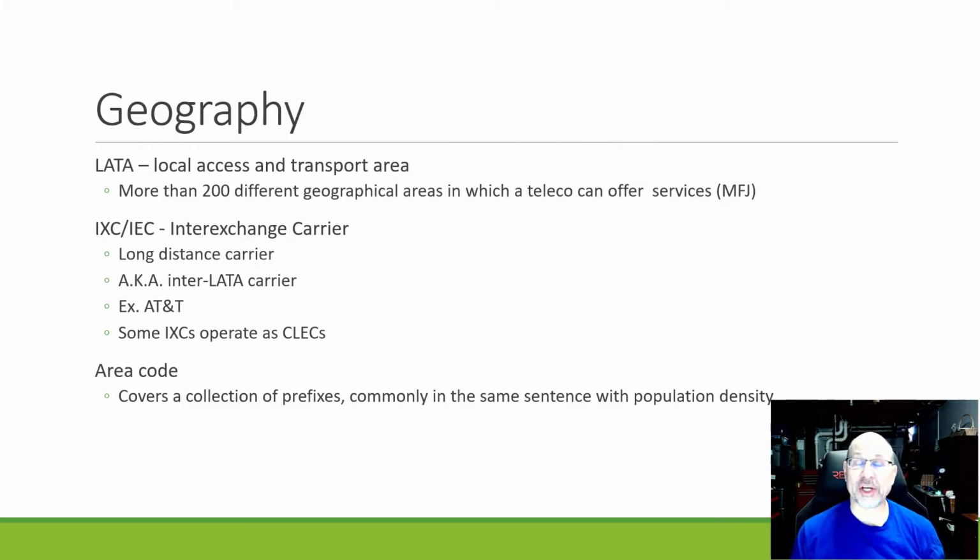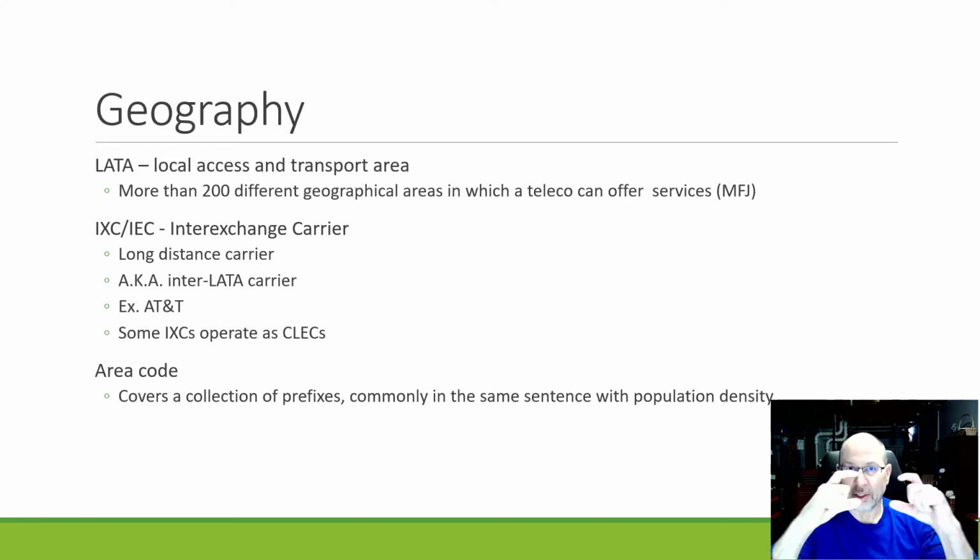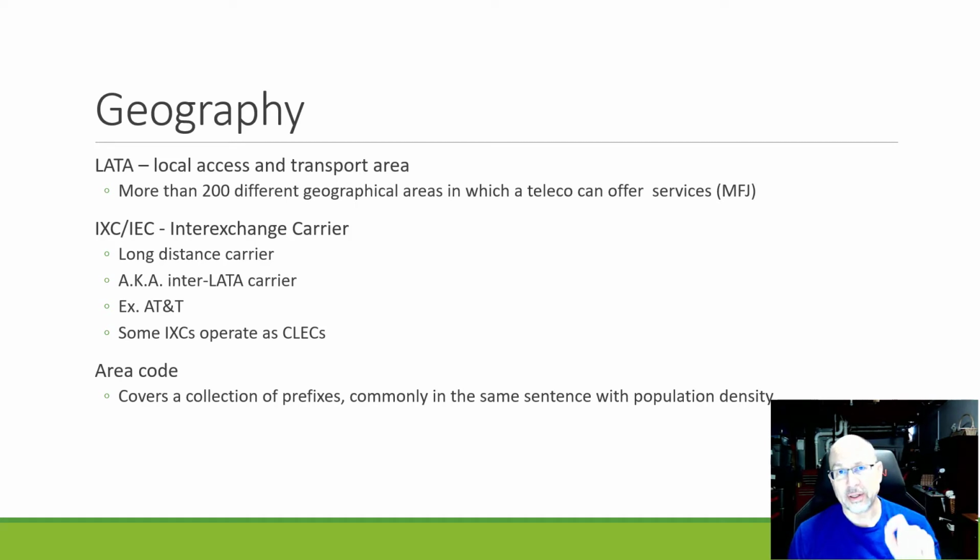Let's talk a little bit more about the geography of the telephone network. Sometimes it's fun to understand a little bit about how these things work, or at least how they worked traditionally. A local access and transport area was one of a collection of hundreds of geographic areas across the United States. Think of the United States not as a collection of states, but as a collection of these little chunks of geographic area. And the idea was that a telecom provider was allowed to offer service inside that area.